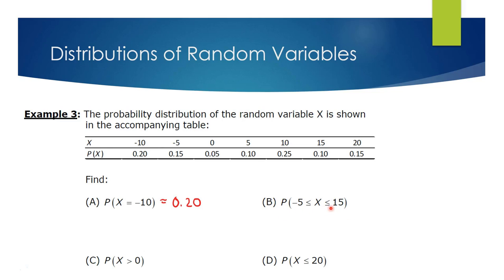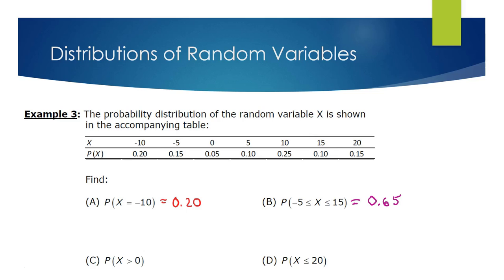Now here I'm given a range of values. So I want the probability that x is between -5 and 15. I could see right here that circle there is where the data is going to come from. And so basically, once I have this table in front of me, all I've got to do is just add these all together, and I would get 0.65.